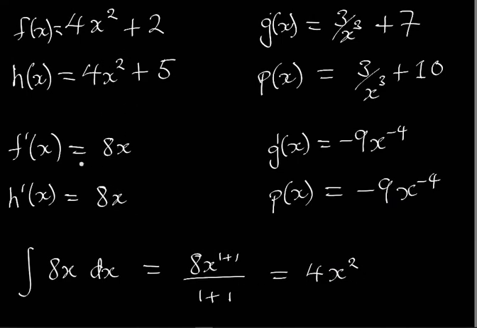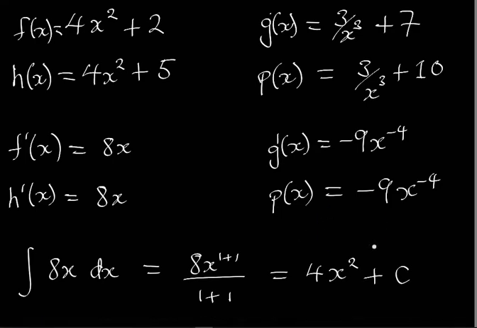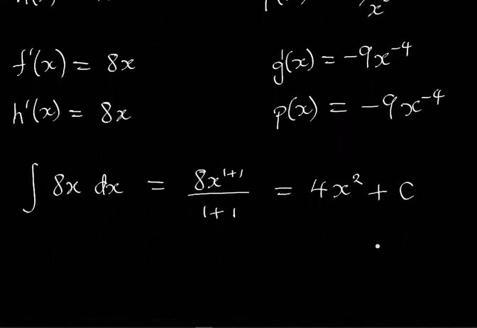But we can see that f prime of x actually came from 4x squared plus 2. While this other 8x came from h of x, which was 4x squared plus 5. So there are different numbers that we can add to this answer and it will still be correct. This is why we're adding this plus c, which is known as the constant of integration. I hope that simple explanation was kind of enough for you to understand why we're adding that plus c.